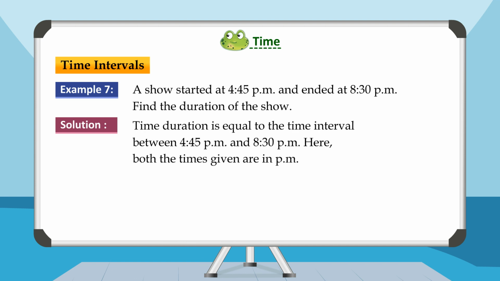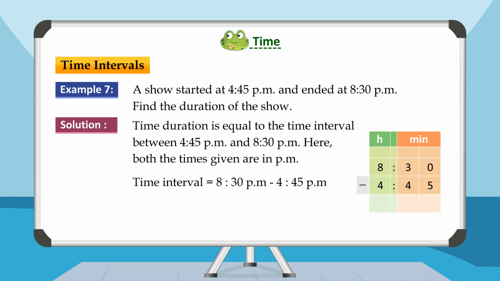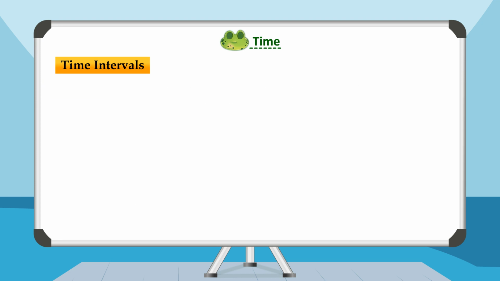Solution. Time duration is equal to the time interval between 4:45 p.m. and 8:30 p.m. Here, both the times given are in p.m. Time interval equals 8:30 p.m. minus 4:45 p.m. is equal to 3 hours 45 minutes.